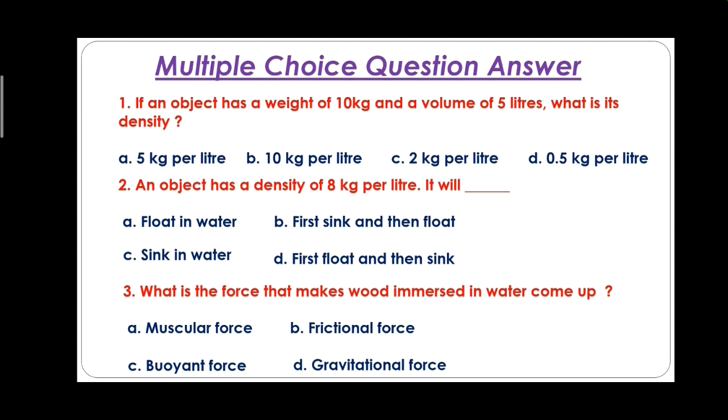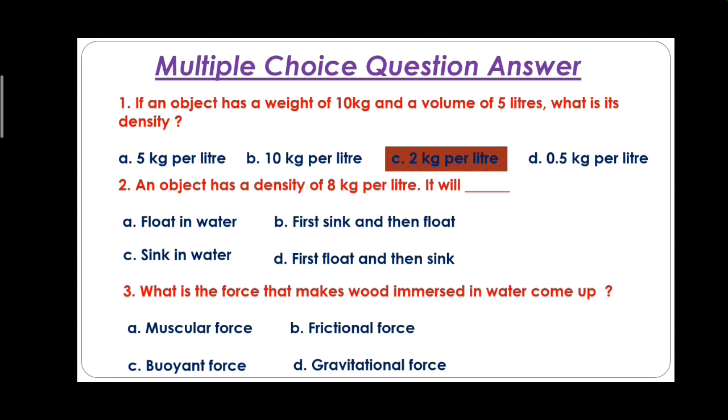Our first question is, if an object has a weight of 10 kg and a volume of 5 liter, what is its density? A, 5 kg per liter, B, 10 kg per liter, C, 2 kg per liter, D, 0.5 kg per liter. Right answer is C, 2 kg per liter.